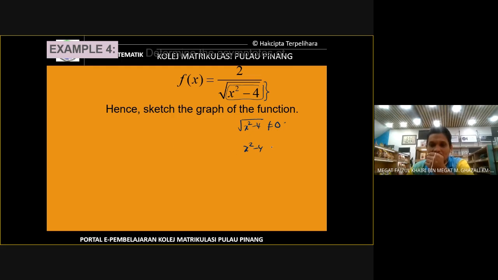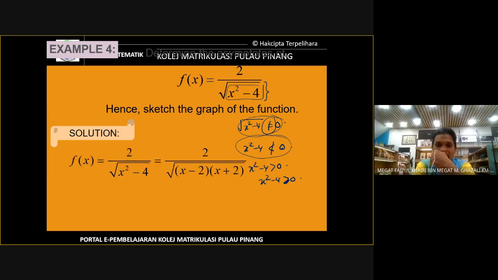x squared minus 4 cannot be a negative value because the square root of a negative makes the whole function undefined. So we take the first condition, this one cannot be equal to 0, and x squared minus 4 cannot be less than 0. So x squared minus 4 must be greater than 0. With these two conditions here, it means that x squared minus 4 is greater than 0 only. Okay, not equal.